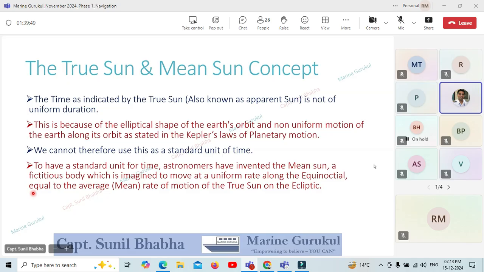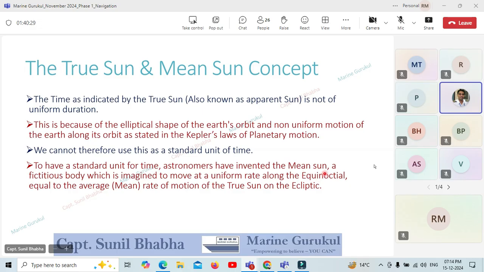This uniform speed is equal to the average or the mean rate of motion of the true sun on the ecliptic. So what we did was we invented a fictitious body known as the mean sun, and we calculated the mean speed of the sun throughout the year. For one complete full orbit, we calculated the mean speed with which the sun moves, and the mean sun was assumed to move at that particular speed only. Second thing, mean sun was assumed to move along the equinoctial and not along the ecliptic.